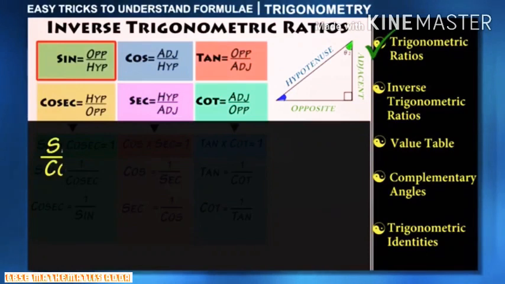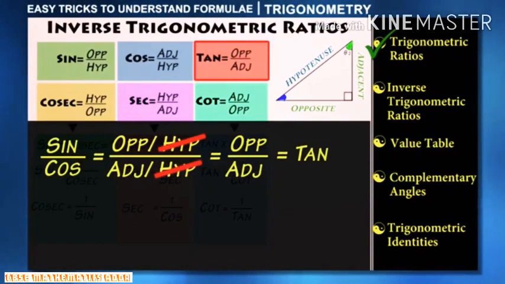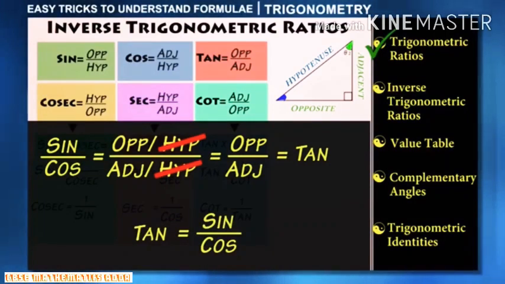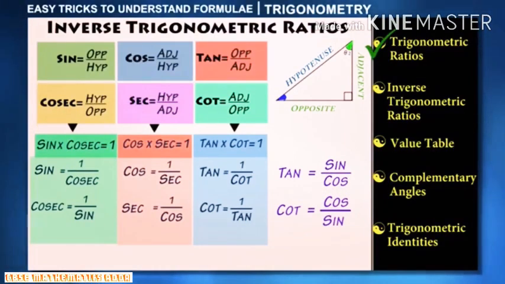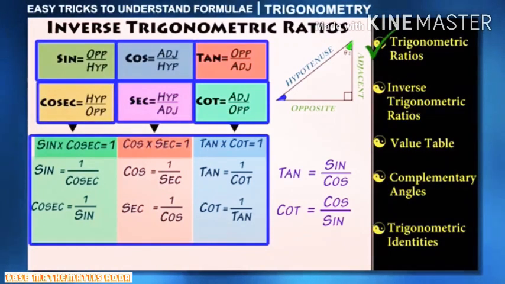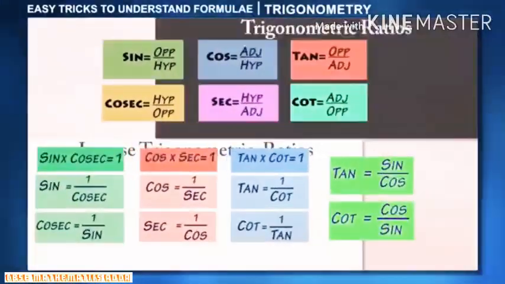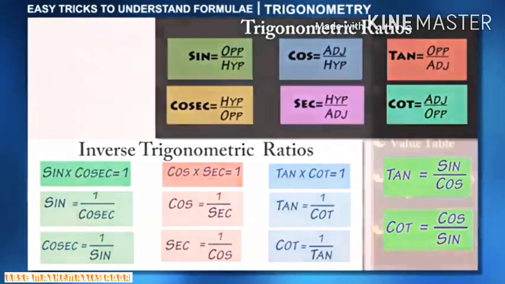Now, if we take the ratio of sine and cos, we get the same ratio as tan. Thus we have one more formula, that is, tan is equal to sine upon cos, and since tan and cot are inverse, cot is equal to cos upon sine. So you see, by just simply playing with these 6 trigonometric ratios, we can derive different formulae. Let's summarize the formulae we learned till now. Now we proceed to the next.